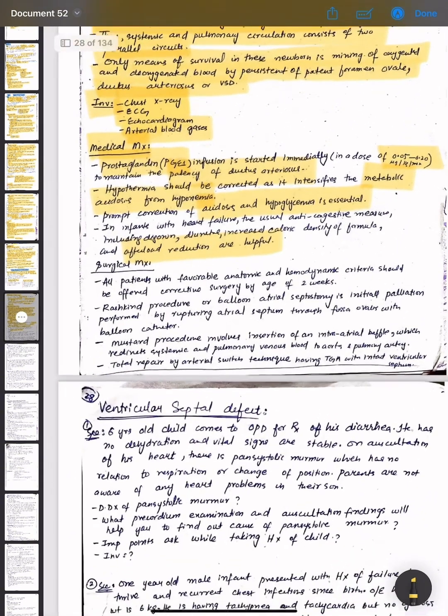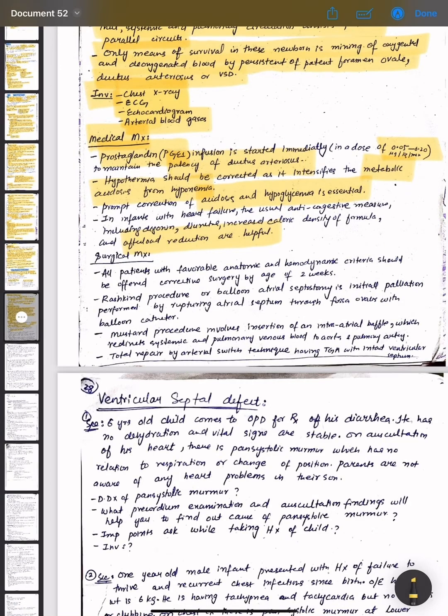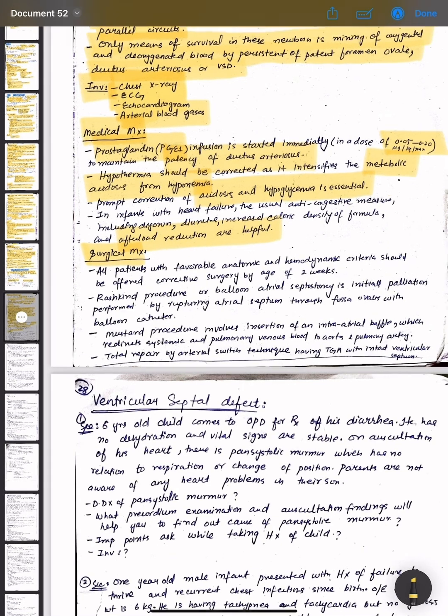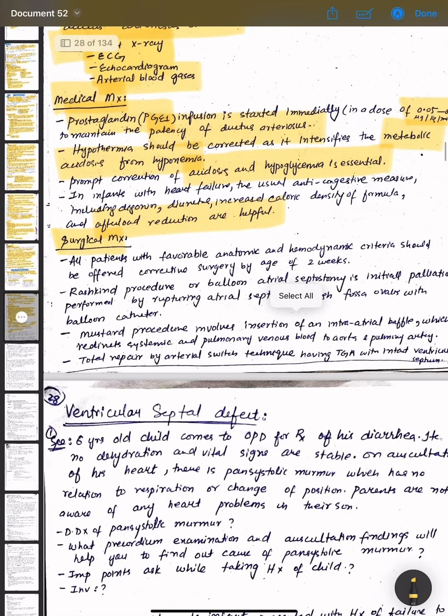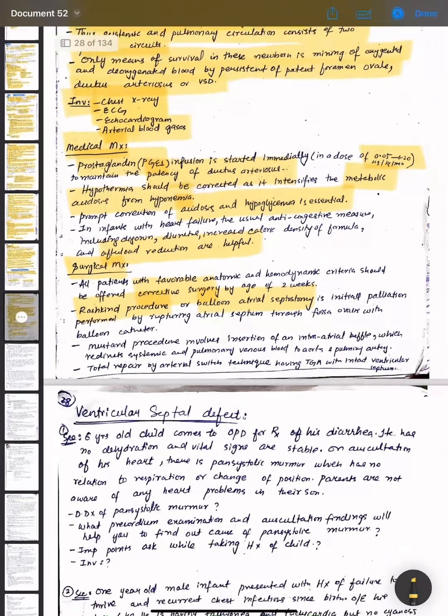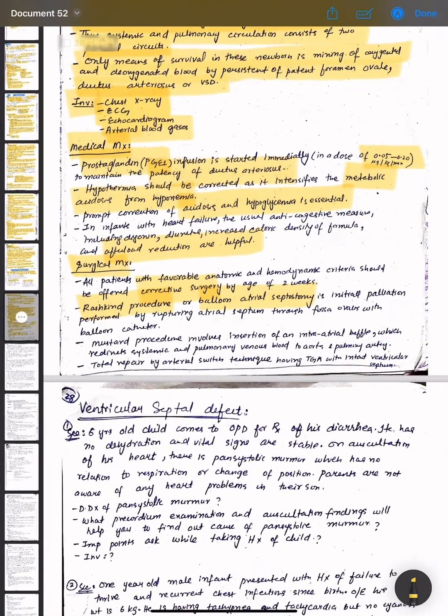Now the surgical management: all patients with favorable anatomic and hemodynamic criteria should be offered corrective surgery by age of 2 weeks. Okay, corrective surgery is done. Rashkind procedure or balloon atrial septostomy is the initial palliation, performed by rupturing the atrial septum through the fossa ovalis with a balloon catheter. This method is used to treat the TGA.